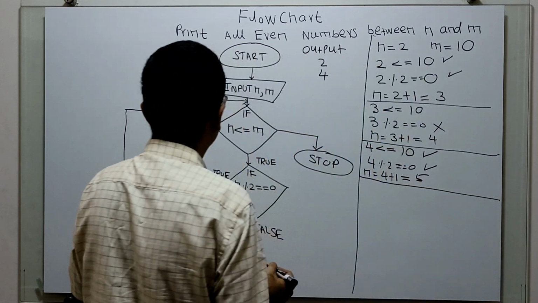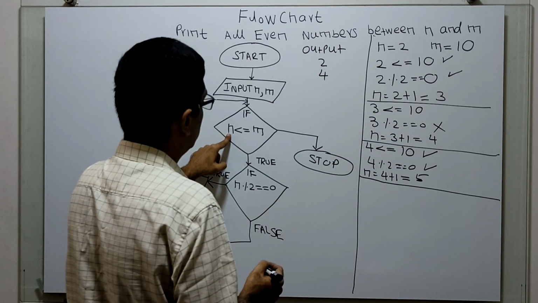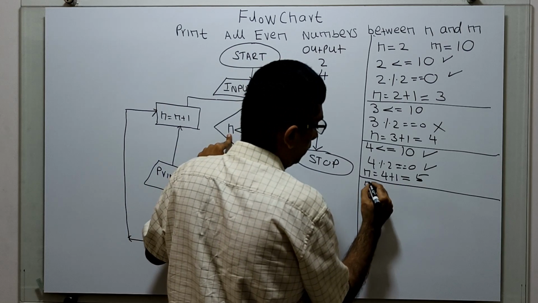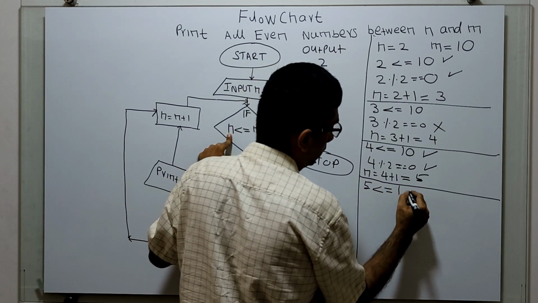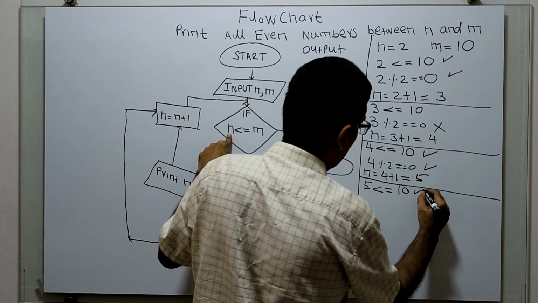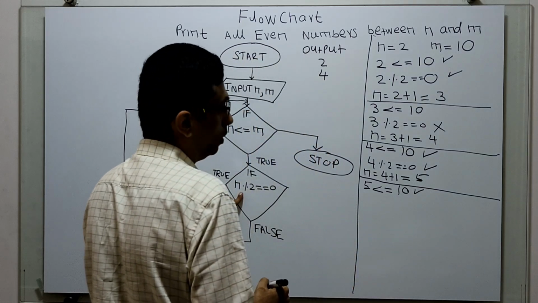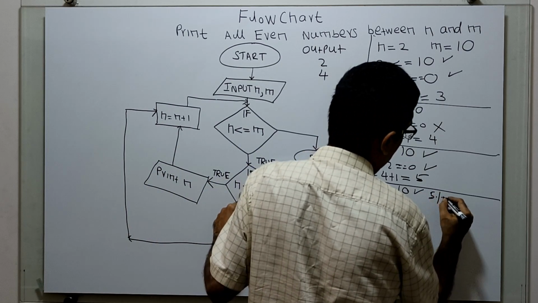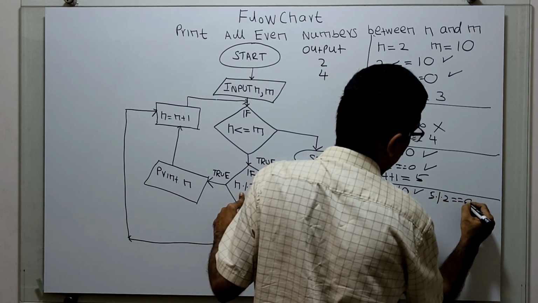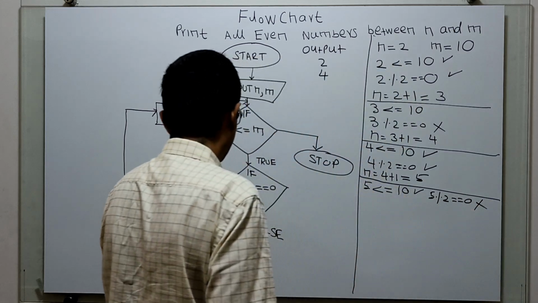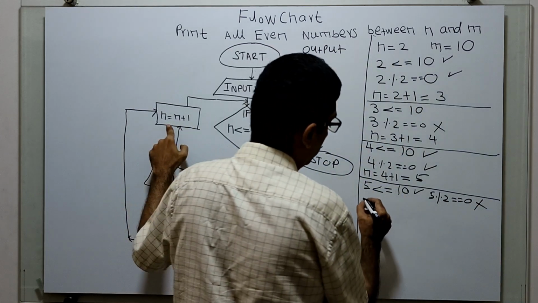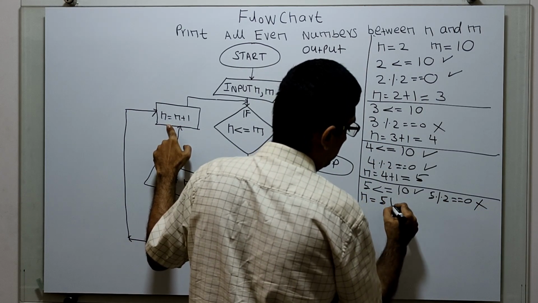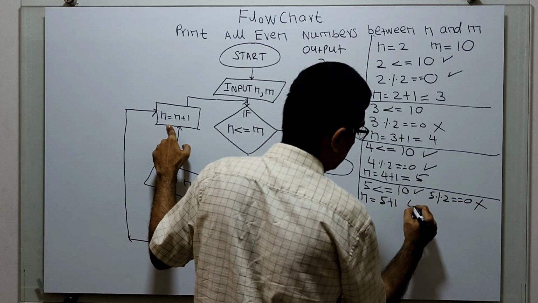The next iteration, to check n less than or equal to m. So what is the value of n? The n value is 5, less than or equal to 10. This is true. It will check n modulo 2 equal to 0. It will check 5 modulo 2 equal to 0. This is false because 5 modulo 2 is 1. Then we'll increment n by 1. n equal to 5 plus 1, this is 6.